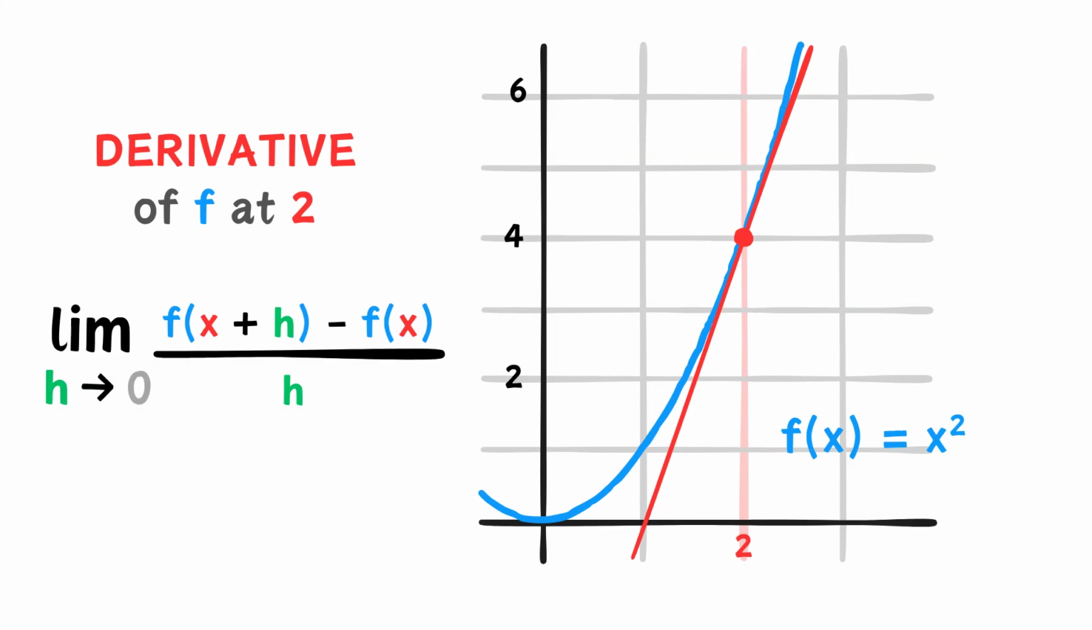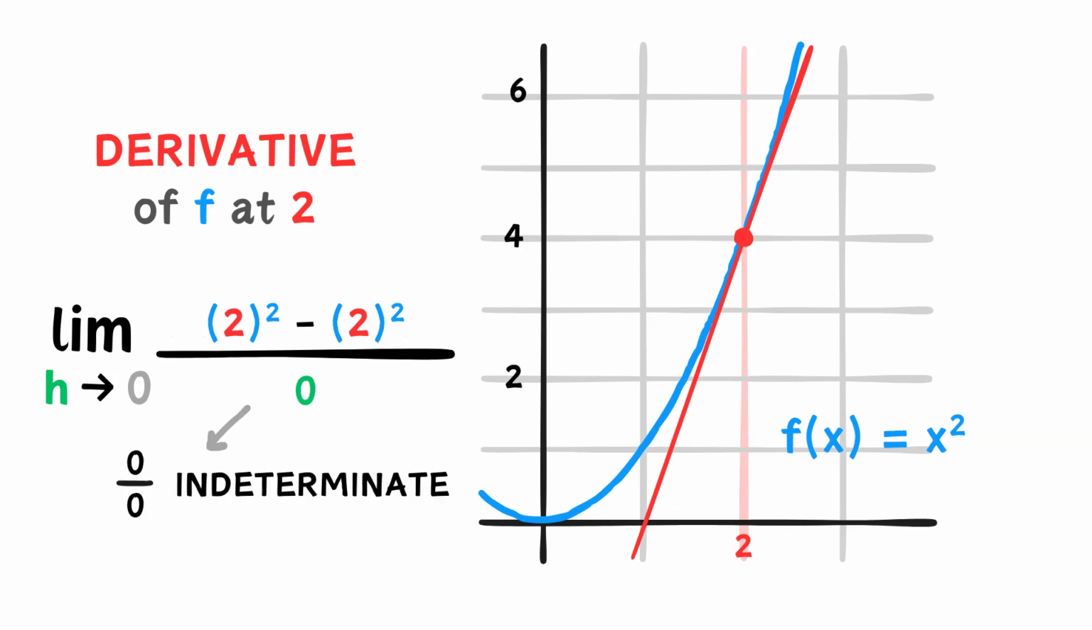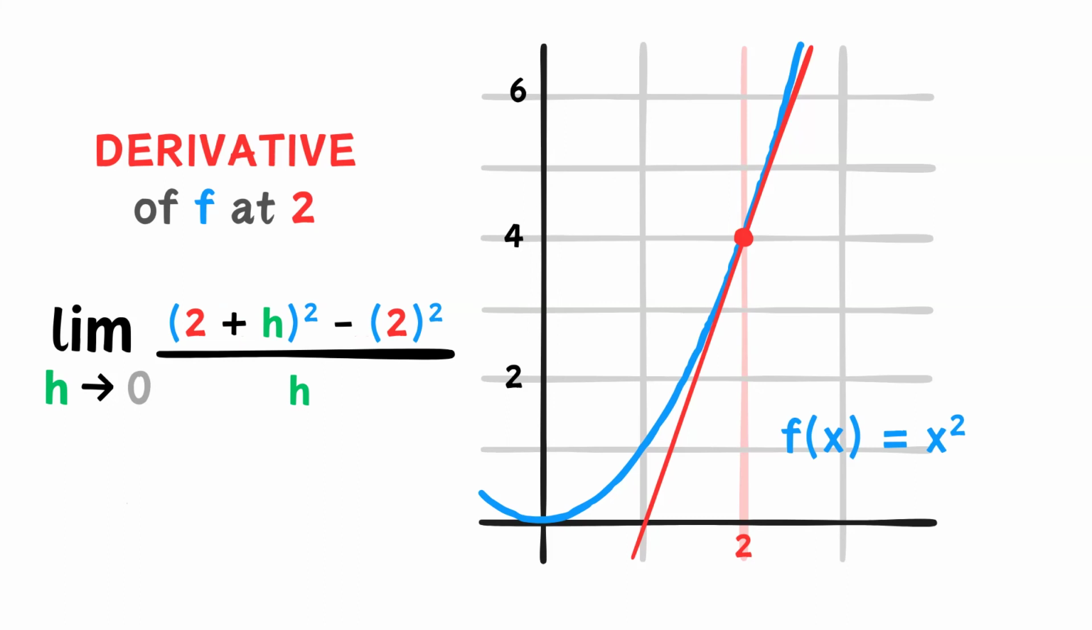Now, we could also use our other definition here. Our x point is 2, and our function is x squared. So we have 2 plus h squared minus 2 squared in our numerator. Now, what is the limit as h approaches 0 of 2 plus h squared minus 2 squared over h? Again, if we directly substitute in for h, we get 0 over 0, which is indeterminate. So let's try some manipulation.